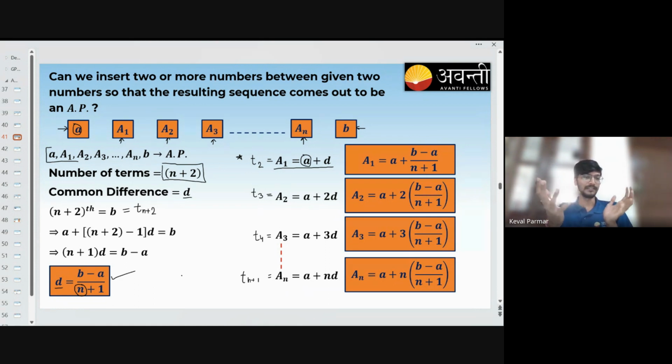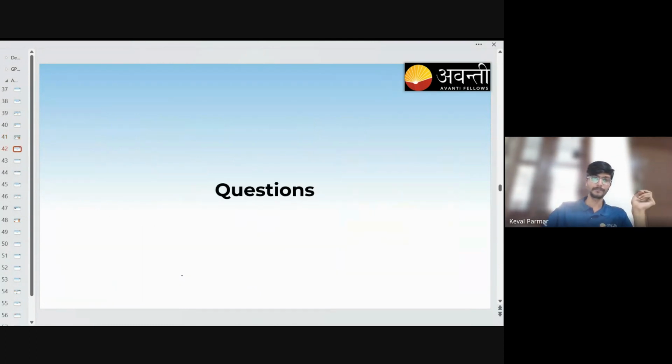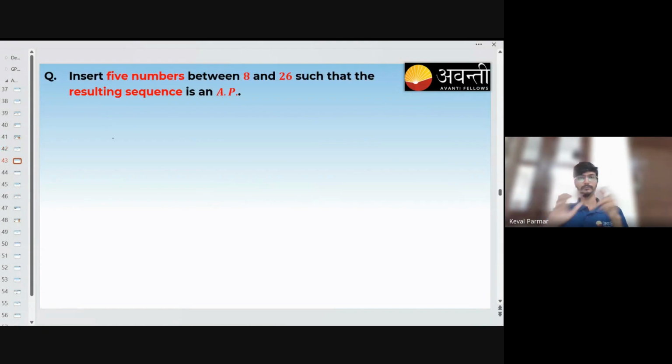First is what an arithmetic mean is, and next is how to insert arithmetic means. So let's see the question now. This one is saying: insert 5 numbers between 8 and 26 such that the resulting sequence is an AP. To get the resulting sequence as an AP, we need to insert 5 arithmetic means between 8 and 26. If I insert arithmetic means, then only the sequence will be AP.